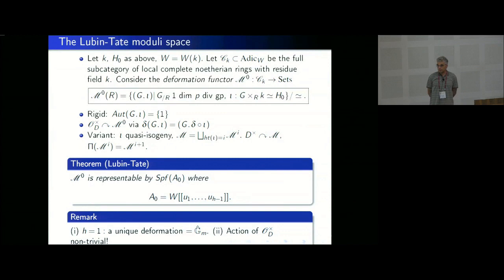But let's first see some consequences. For example, if H is 1, there are no variables, right? H minus 1 is 0. This means that there is a unique deformation, and we know what it is. It must be the multiplicative formal group. So the multiplicative formal group is rigid.